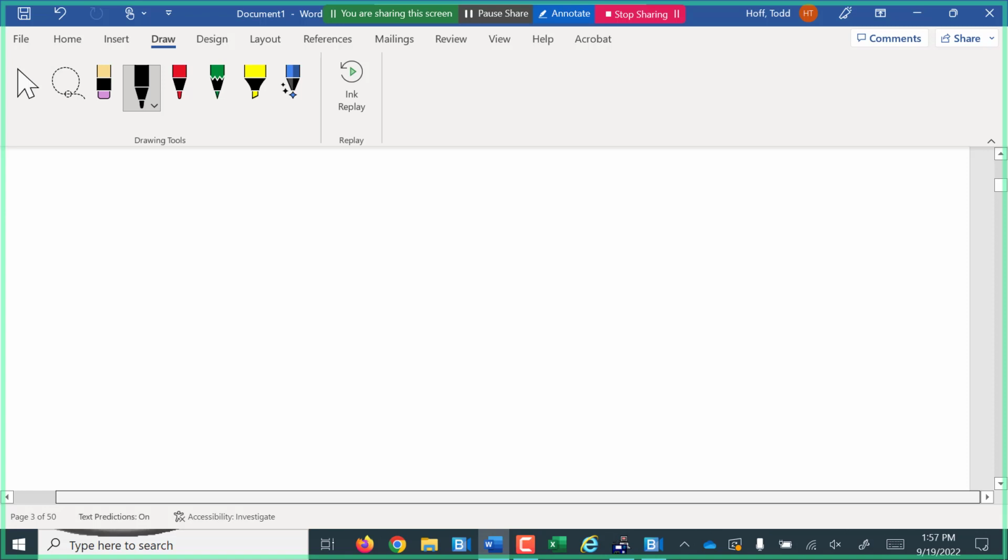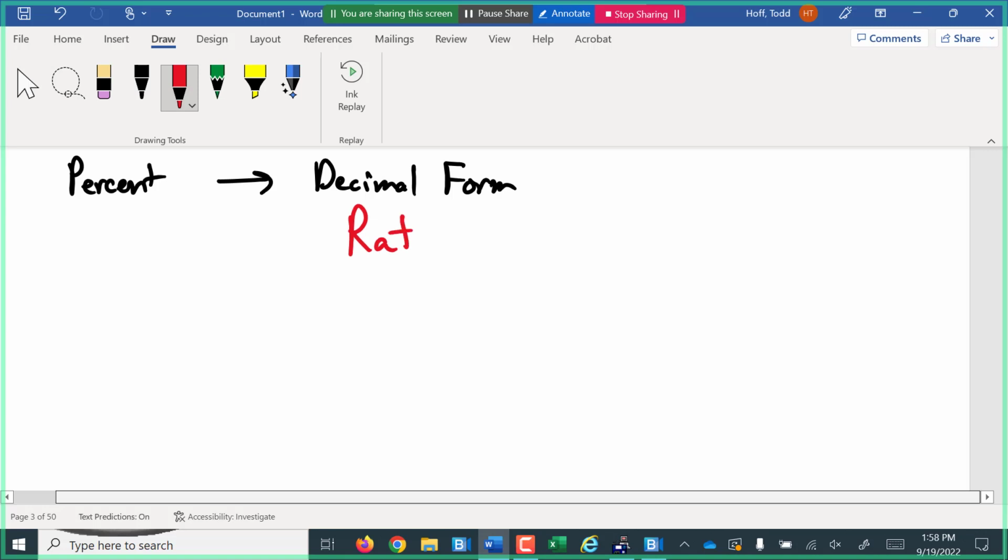Let's look at going from a percent to what most books call a decimal form, but it really is not a decimal. What it really is, it's something called a rate. So when you hear the term rate, what it is talking about is what you're used to seeing as the decimal form of a percent.